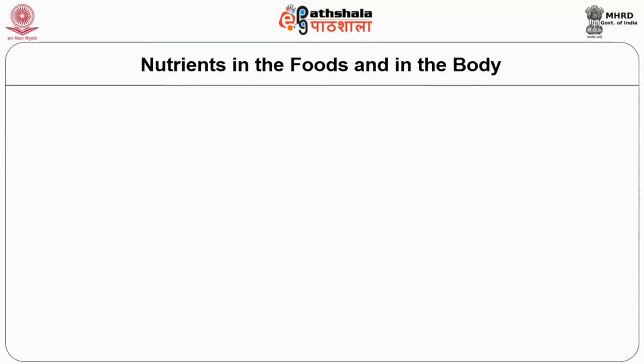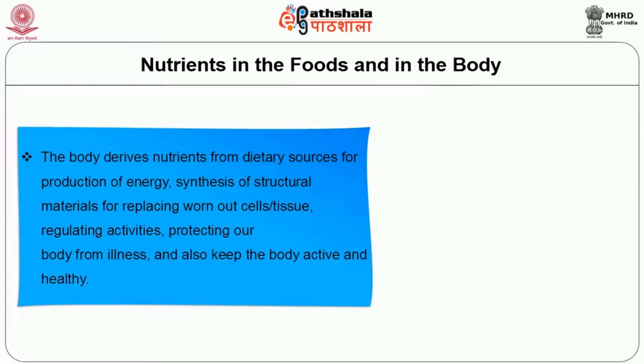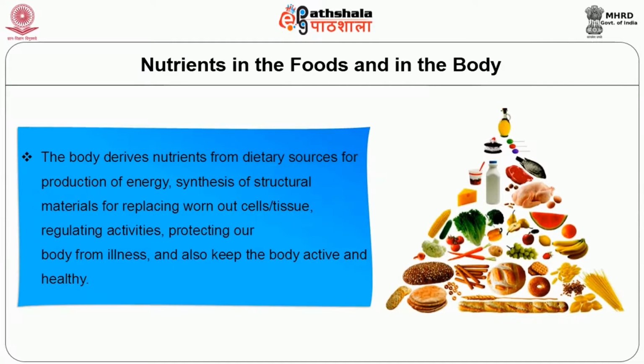Now we will see the nutrients in food and in the body. The body derives nutrients from dietary sources for production of energy, synthesis of structural materials for replacing worn out cells or tissue, regulating activities, protecting our body from illness and also keeping the body active and healthy. This module highlights the process of production of energy from food, and food is considered as the source of energy.